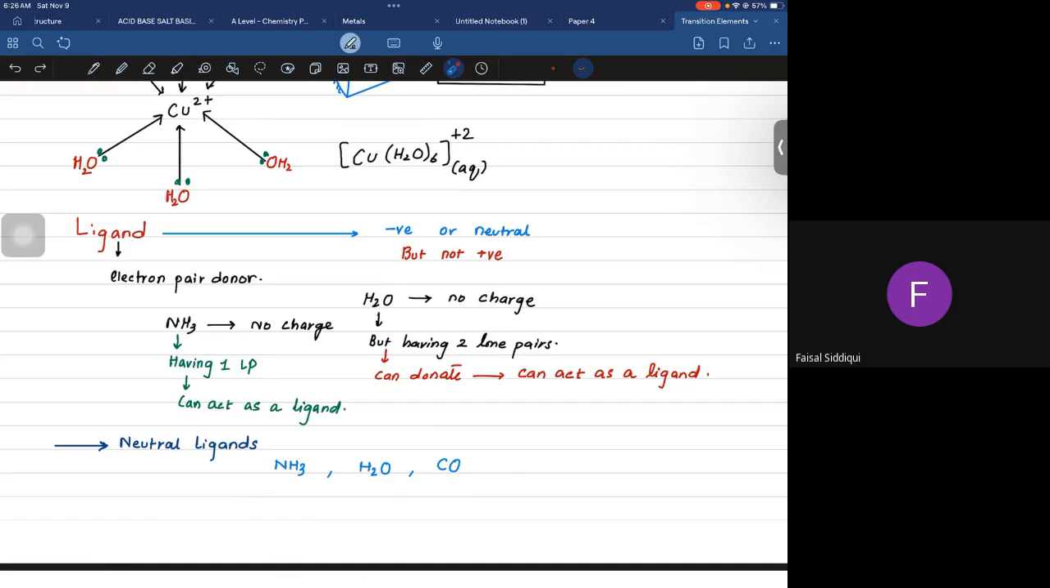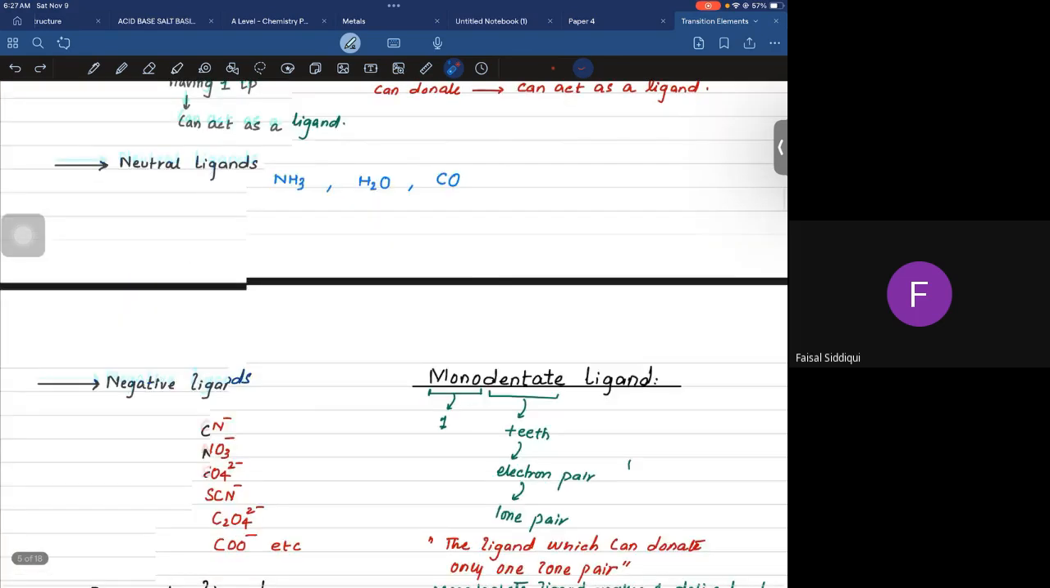So remember, some people think it's mandatory to have a negative sign. No, this is a misconception. It's not mandatory to have a negative sign, ligands can be neutral. The thing is that we have to identify the lone pair of electrons. If they have a lone pair of electrons, yes, they can act as a ligand. It's very simple.